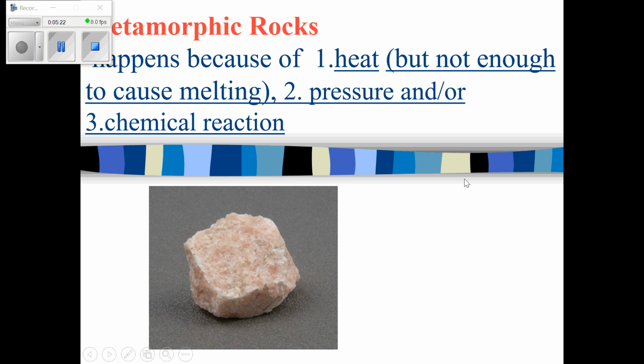So metamorphic rocks form because of heat and primarily pressure. Those are the two main processes that form a metamorphic rock. Extreme heat, but it's not enough for the rock to melt, because that would turn into magma, and that would be an igneous rock. So it's hot, but not quite as hot. But it does have extreme pressure from underneath the Earth's surface, and we could also have chemical reactions that form it.